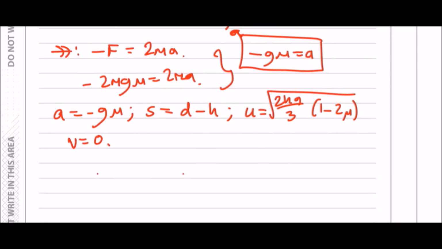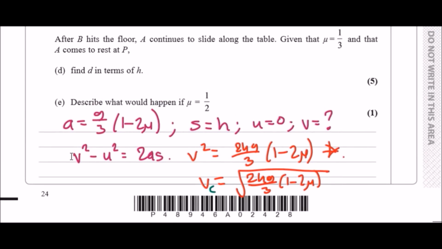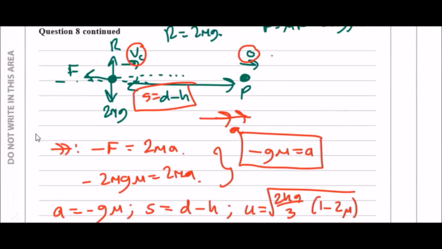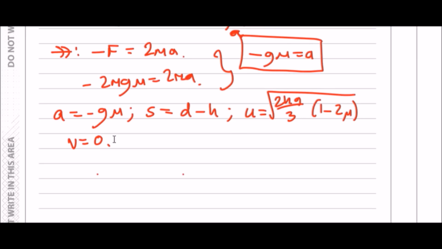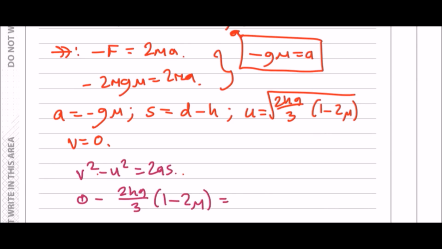So now at this stage, we can just repeat the same formula as we did previously, using v squared minus u squared equals 2as. Why? Because we have all the necessary variables. So using this and plugging everything back in, v is 0. So v 0 minus u squared will just be the square of all of this, which is simply 2hg over 3 times 1 minus 2 mu. And now we got 2as. So 2 times a is minus 2g mu and s. So it'll just be minus 2g mu times d minus h, which is s.